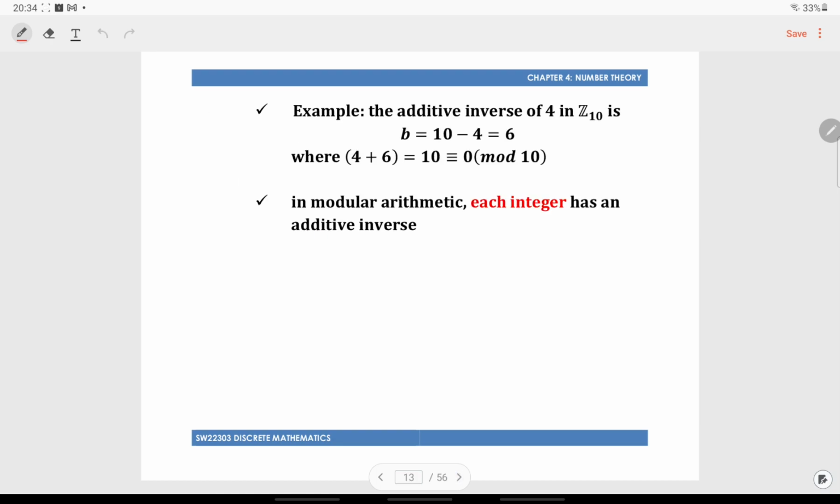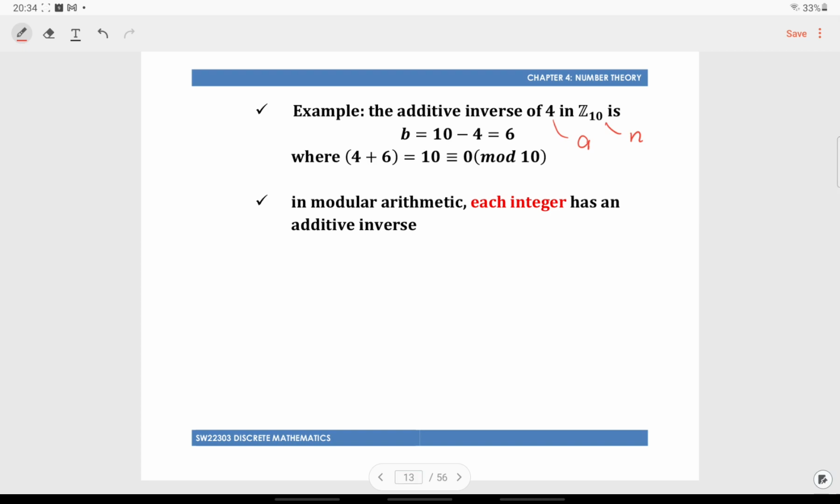I'll give you an example. Suppose we want the additive inverse of 4 in Z10. That means we are given one number, so this one is our A and this one is our n. Our n equals 10 and our A equals 4. So how do we compute B? B equals n minus A, so it is equal to 6. If you verify, yes, 4 plus 6 equals 10, and 10 is congruent to 0 mod 10 because 10 is divisible by 10.